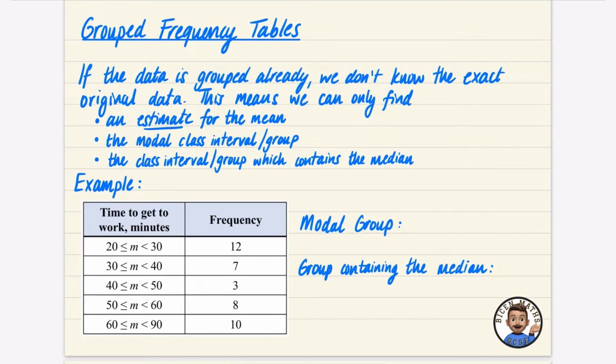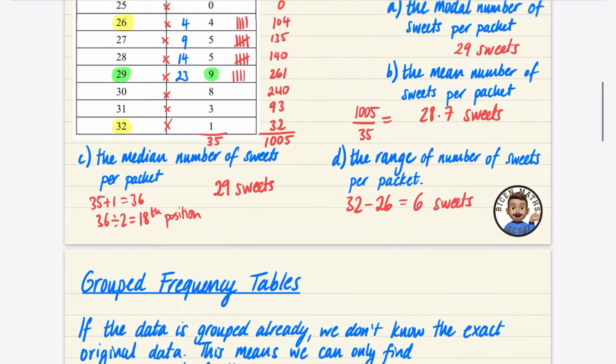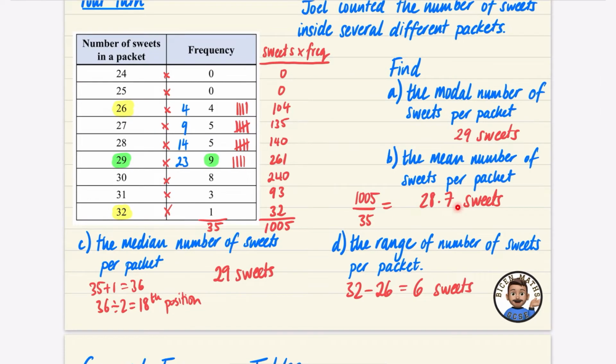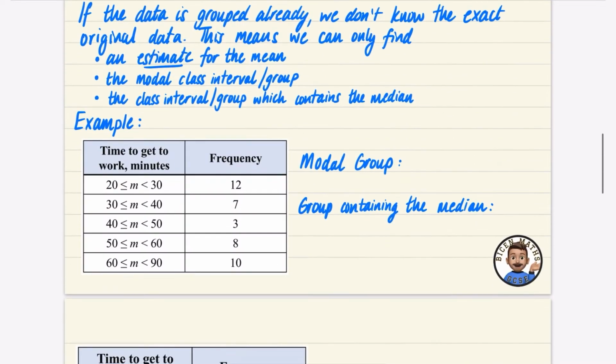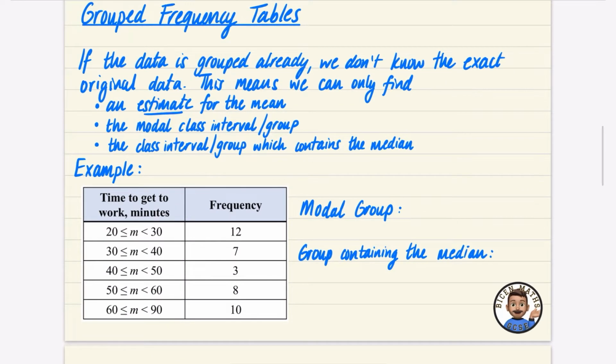And you can only find the class interval or the group which contains the median. You won't be able to, like in these previous ones, find an exact value for the mean and the median. You'll actually just be able to find a group for that. So we're just going to go straight in with an example for this kind of thing.